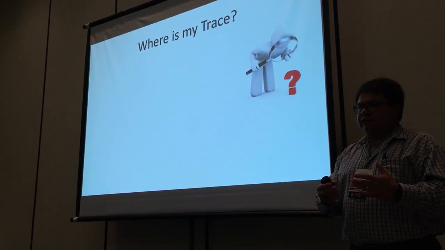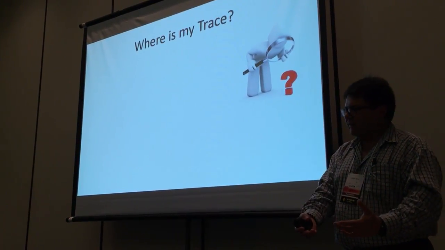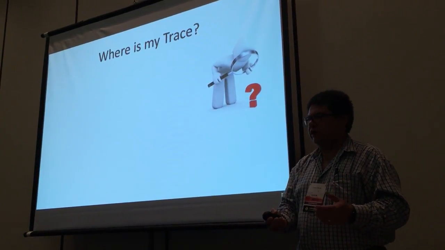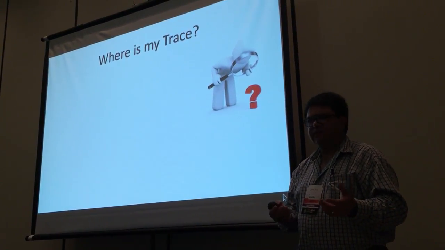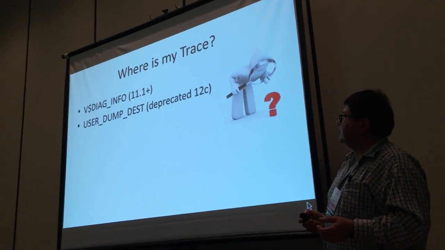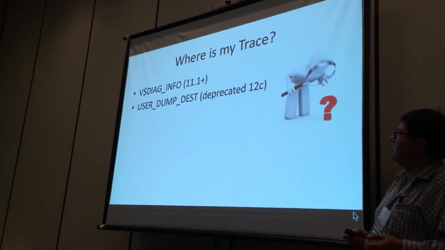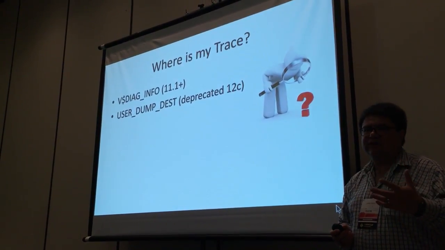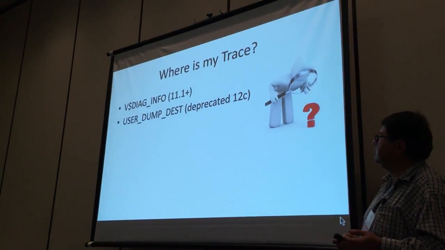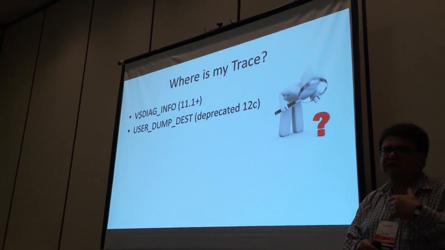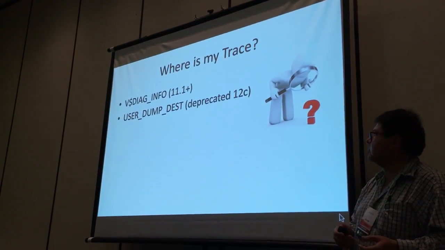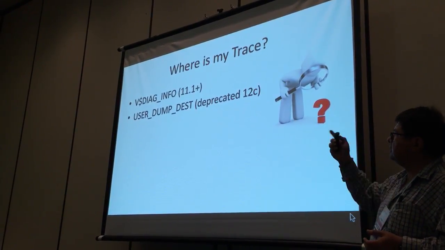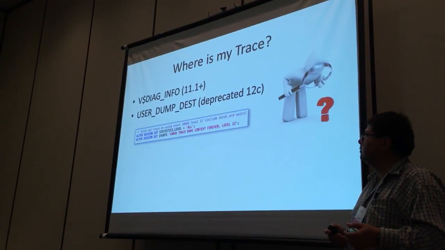So once you turn trace on, you execute your transaction, turn trace off, and then where do you find your trace? User dump dest. Well, there are a couple of places. On 11g, we can go and see V$DIAG_INFO, and you can see where the trace is, right? Before 11g, you can use user_dump_dest. I still use user_dump_dest because it's very convenient. But this one is deprecated for 12c. So if you're moving to 12c, you need to be using V$DIAG_INFO.